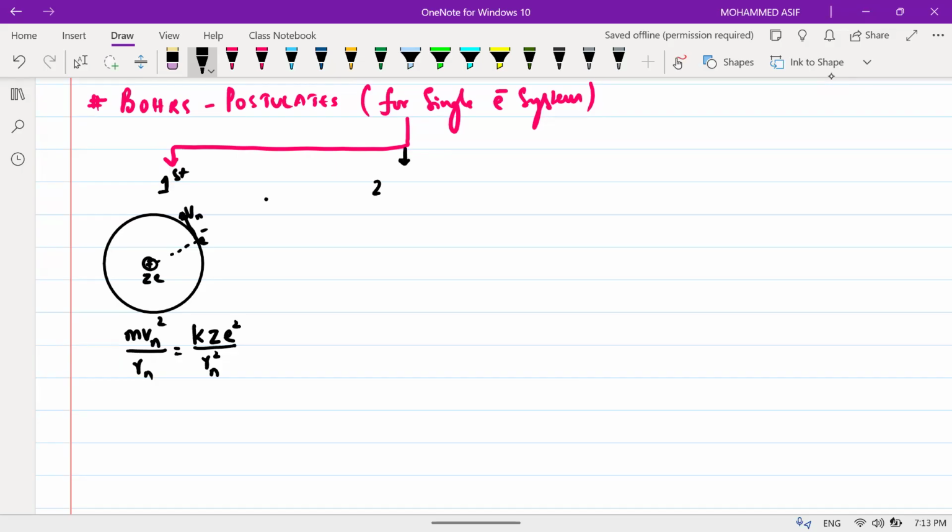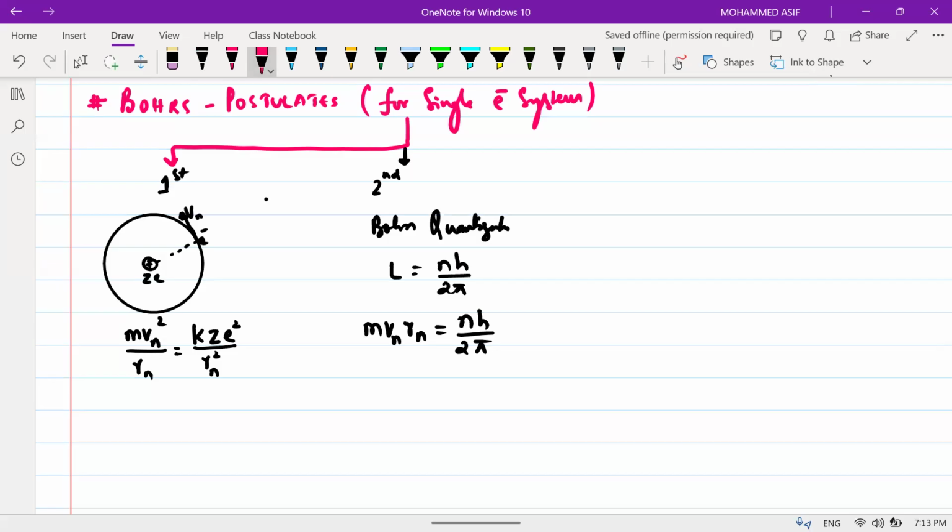Then the second postulate. The second postulate says the quantization of the electron's angular momentum, known as Bohr's quantization. What do you mean by Bohr's quantization? Its angular momentum is found to be constant, n h divided by 2 pi. As it is moves in a circular path, m Vn times the radius of the nth orbit equals n h divided by 2 pi. This is your second postulate.